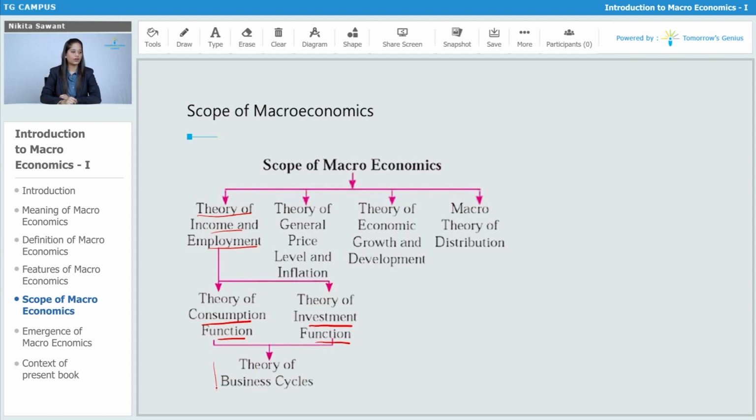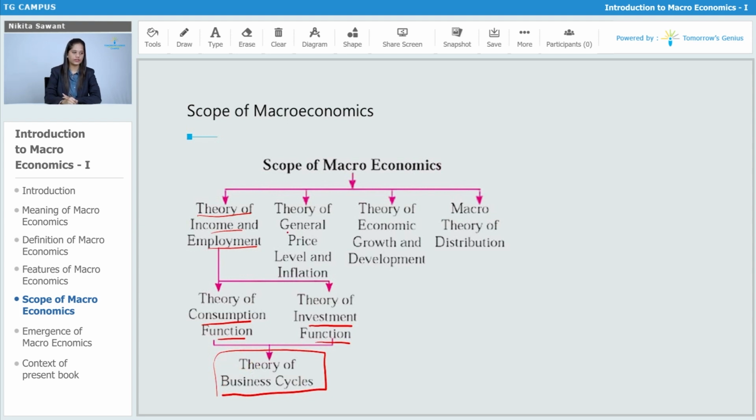Next is the theory of business cycle. That means the change in the theory of consumption and the change in the theory of investment lead to the business cycles, which are inflation, deflation and severe depression.